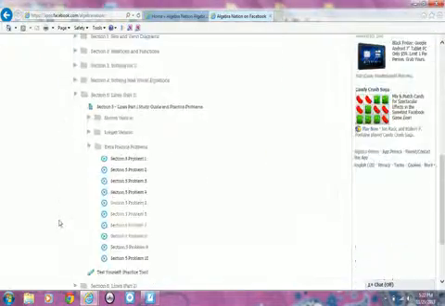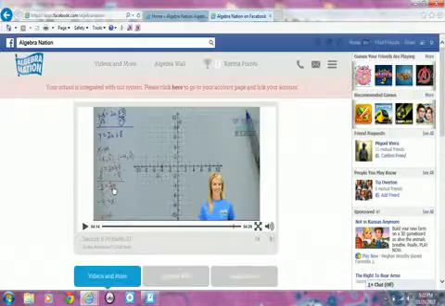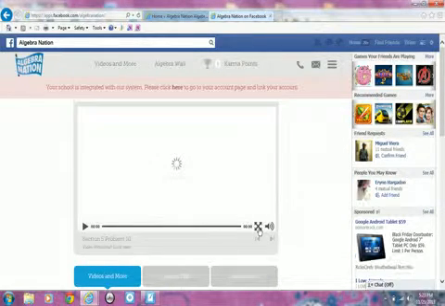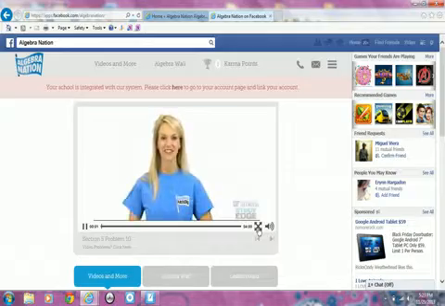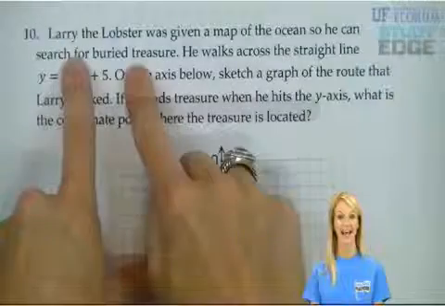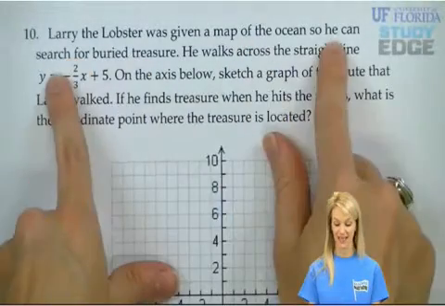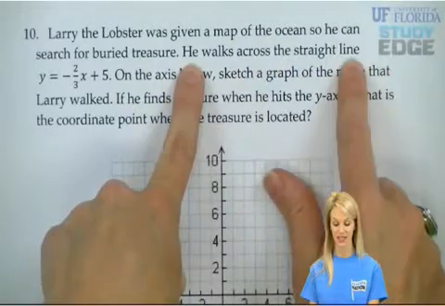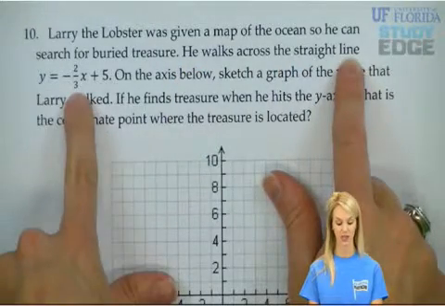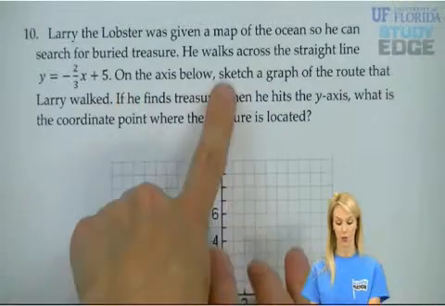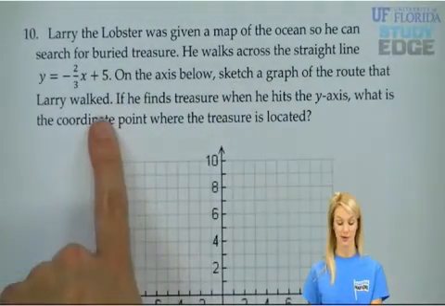All right, last problem. In this problem, Larry is looking for some buried treasure. So he was given... we're going to sketch the graph of the route that he walked.